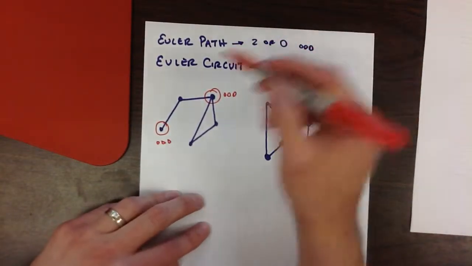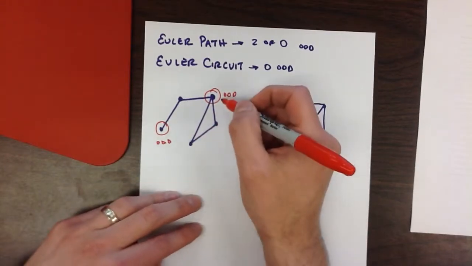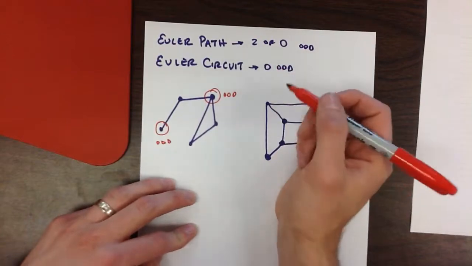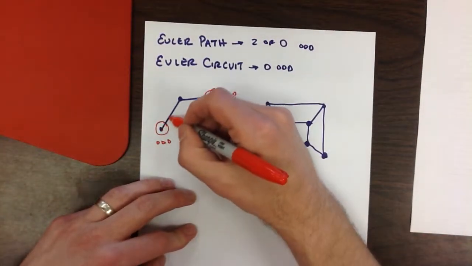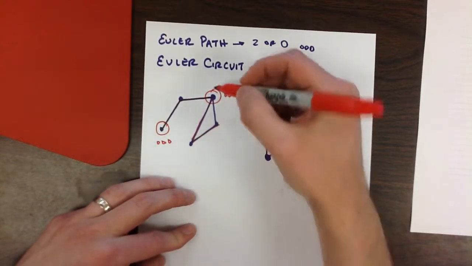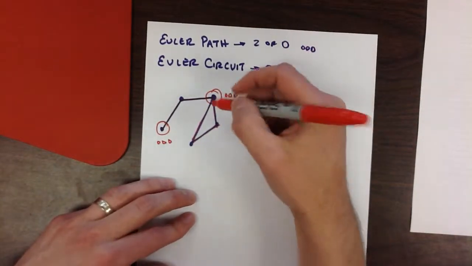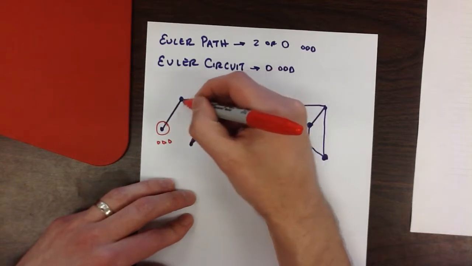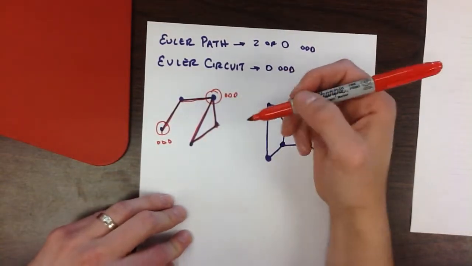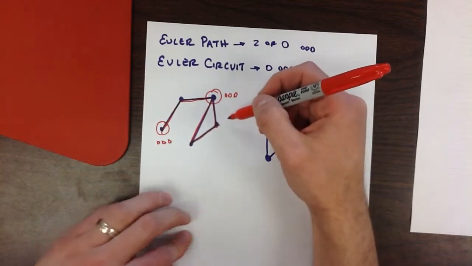Now, the way it works out is we must begin and end at those odd vertices. It can be either one as long as we end at the other. So we can start at this point, come across, down, over, up, or we can go backwards. Same thing, we have an Euler path. We can cover every single edge exactly once without repeat.